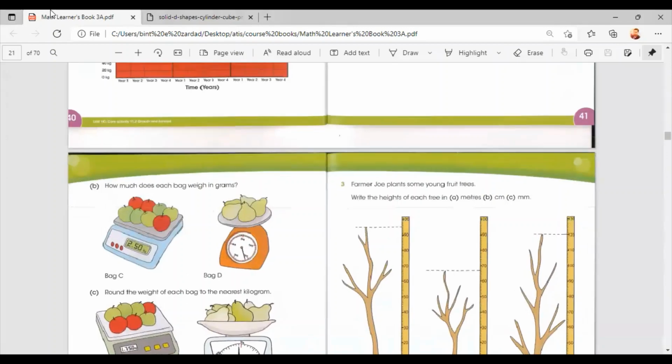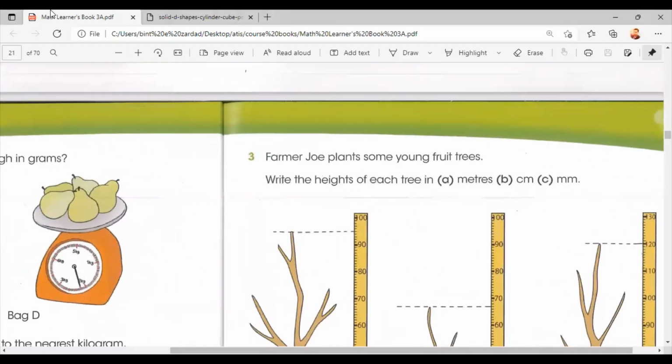Next question about meter, centimeter, and millimeter. First, you know the rules. 1 centimeter equal to 10 millimeter, and 1 meter is equal to 100 centimeter. So we are using these: 1 centimeter equal to 10 millimeter, 1 meter equal to 100 centimeter.